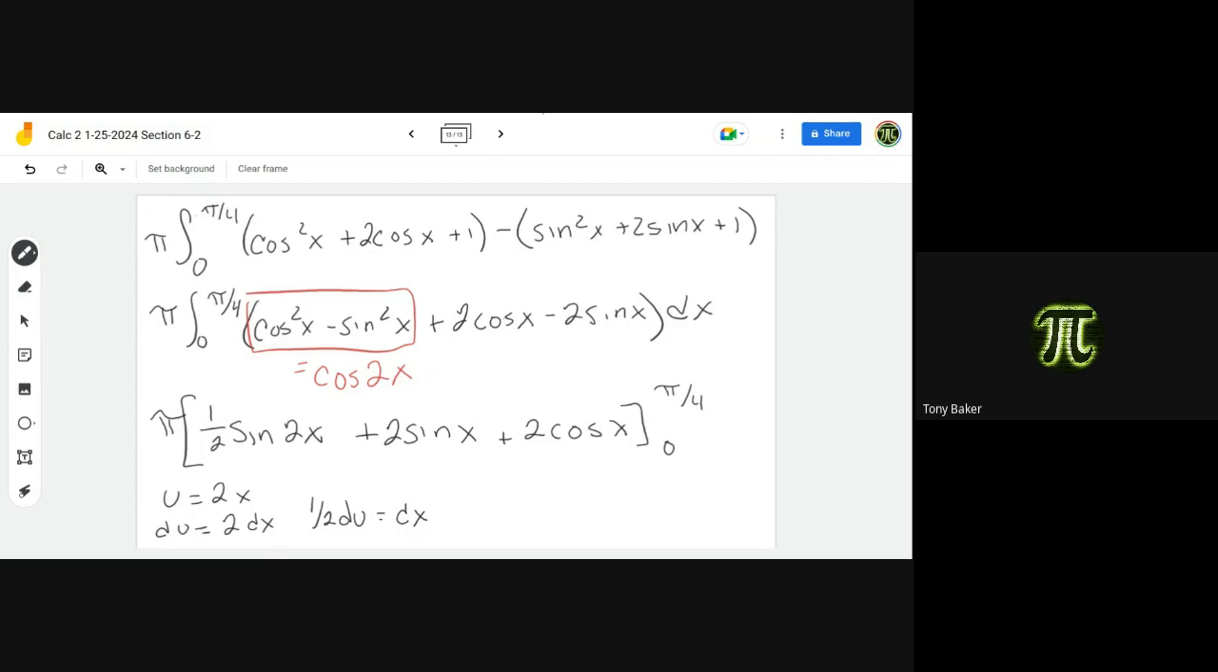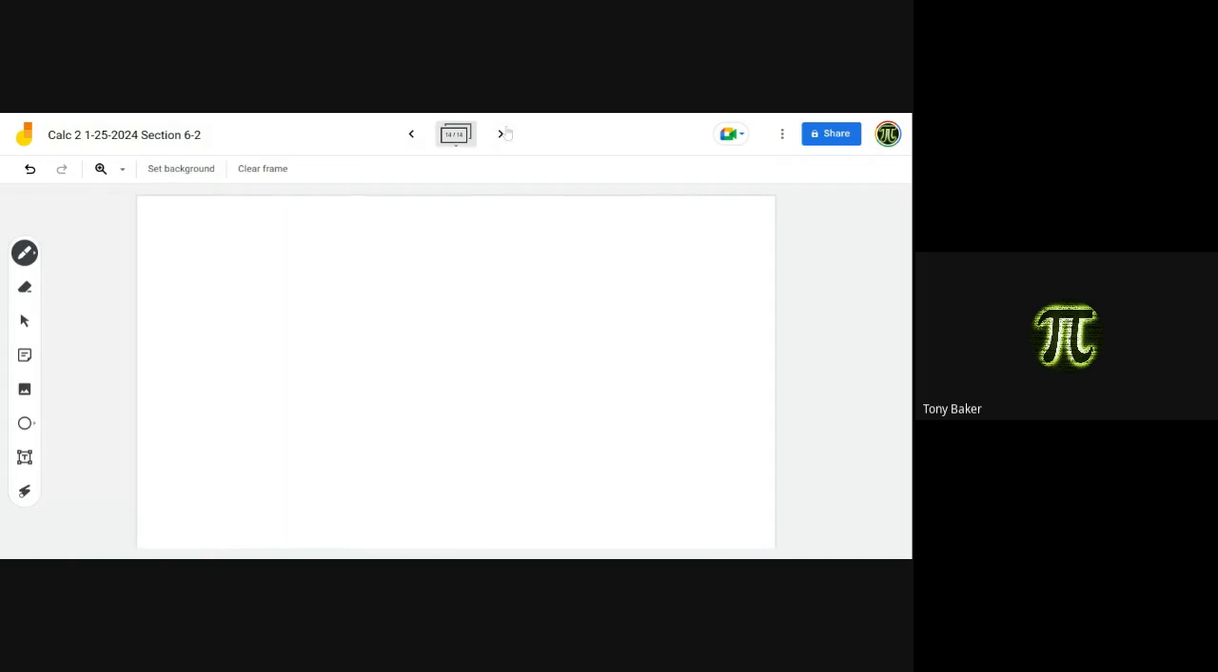So u sub can be used for a ton of different things. However, a lot of times you're going to see problems that look like this. Even if it's like 3x squared, we can do things like that. But for 1 over 2x, which is going to become the ln's, things like that, for these problems we use what's almost known as implicit u substitution.